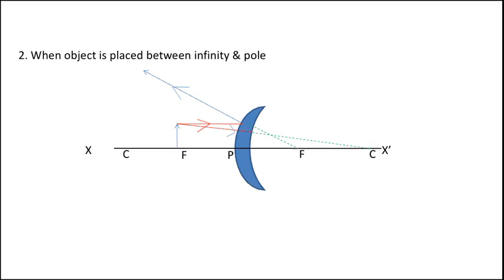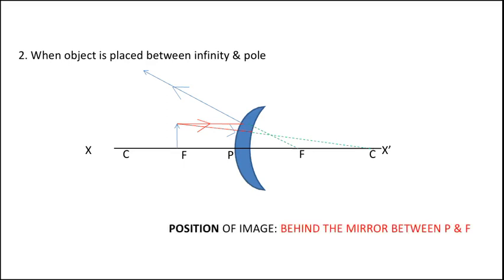So you can try this one. You can change the position, try yourself, and the formation of image will be taking place between P and F anywhere. Thus, the position of the image is behind the mirror between the pole and the focus.